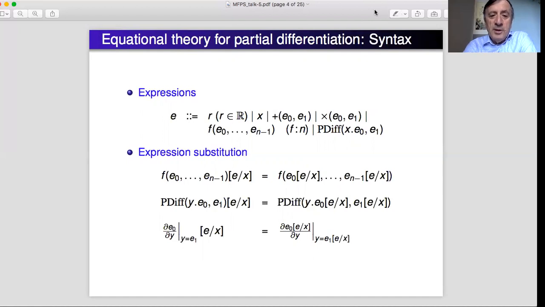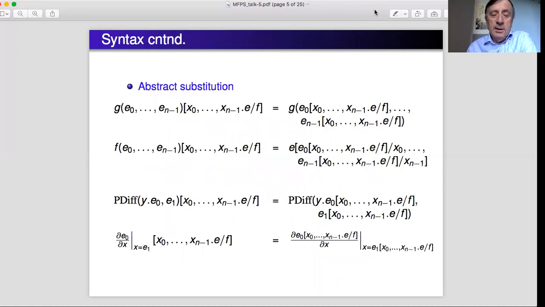There's nothing special about it. You just, in substituting into pdiff, you have to be careful that free variables don't get captured. And that at the bottom is the same definition, but using one of the notations, the Leibniz one, d-naught by dy, where y is E1. But we also need to substitute for function variables, and for functions, we need to substitute not expressions, but abstracts. So for function f of arity n, we substitute the abstract x0 through x(n-1) dot e.